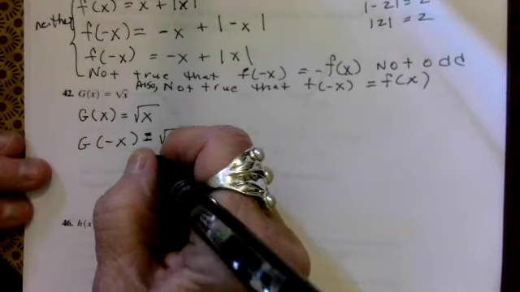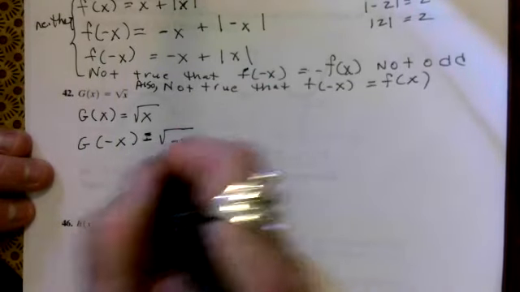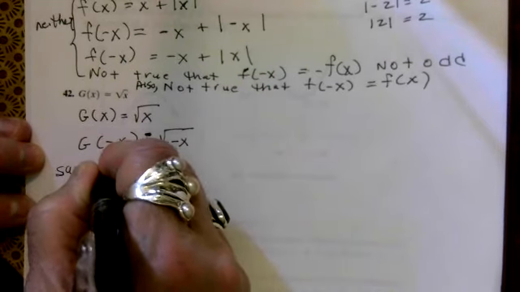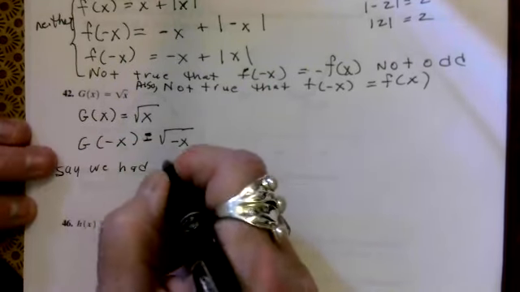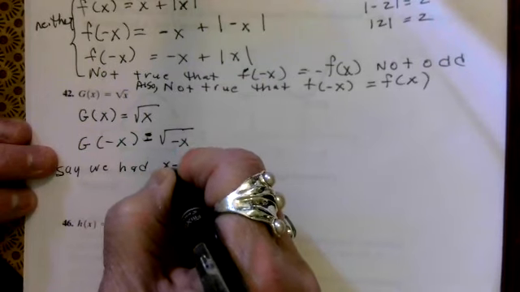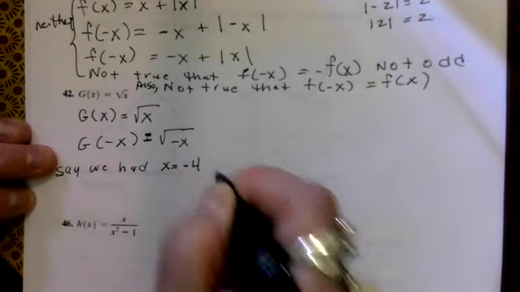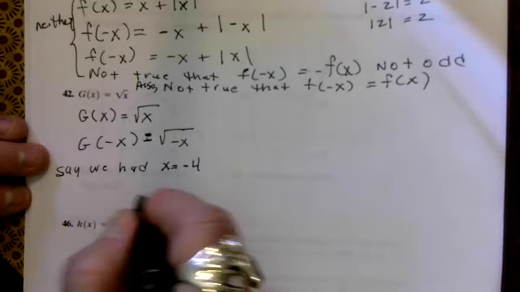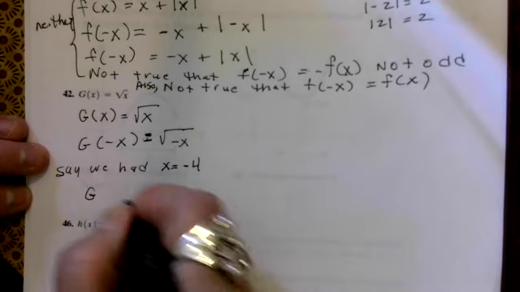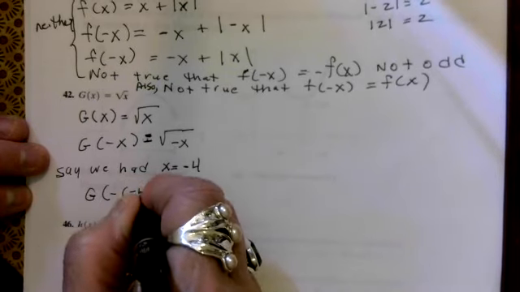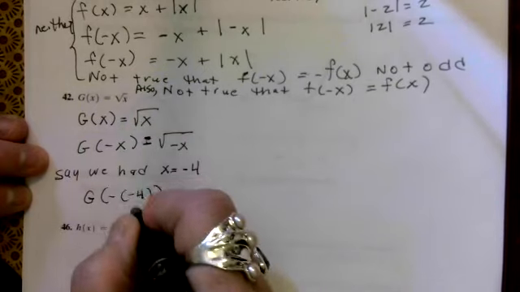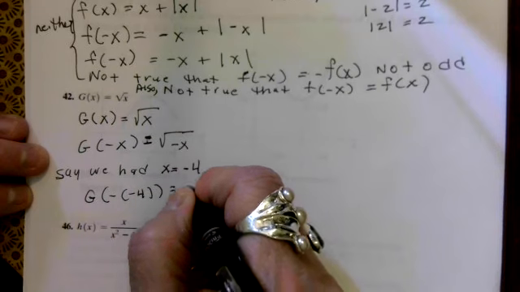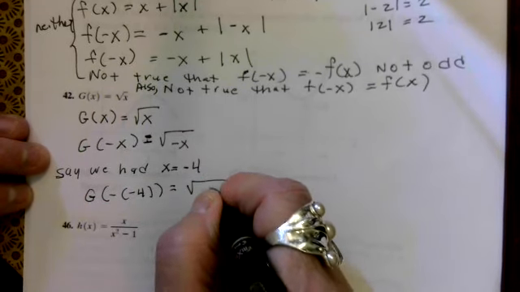So let's think about this for a minute. Say we had x equals -4. Then if we did g of -(-4), because we're doing g of the opposite, that would be equal to the square root of 4, which is 2.